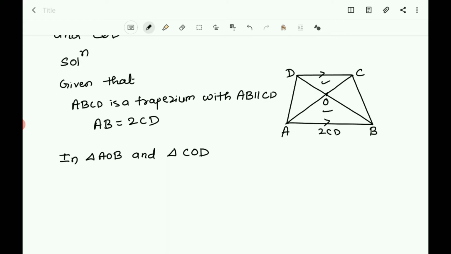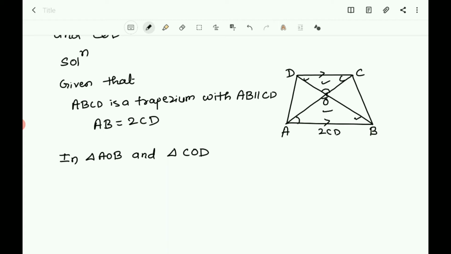Therefore you take the help of a similarity criterion here, and you know that it is possible to have the AA criterion. So you know that angle OAB is equal to angle OCD, as they are alternate angles, and angle OBA or ABO is also equal to angle CDO. They are also alternate angles, and one more pair is there, the vertically opposite angles. Angle AOB and angle DOC are vertically opposite angles.